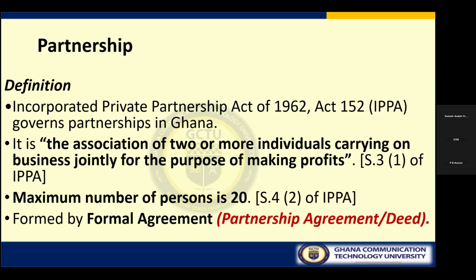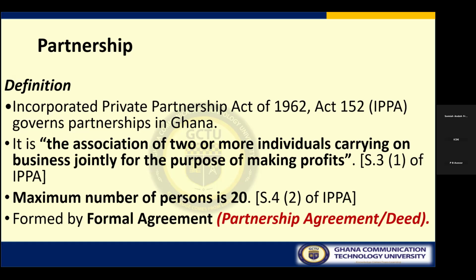Incorporated Private Partnership Act, 1962, Act 152, governs partnership business in Ghana. So if any group of persons wants to come together and set up a business in the form of a partnership, they have to go under this law. The guiding principles of such businesses operating in Ghana are directed and guided by this Act.